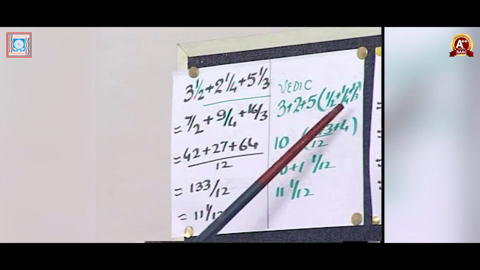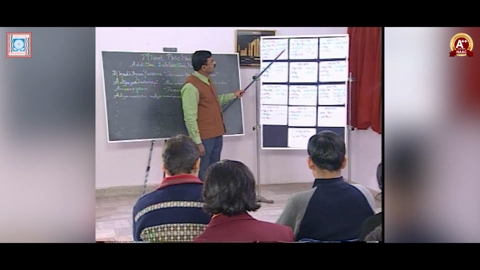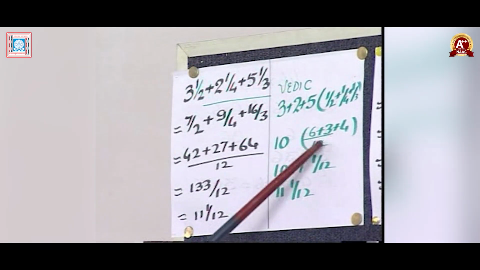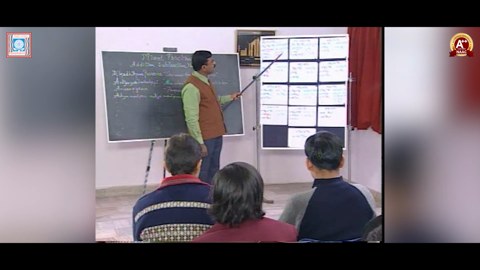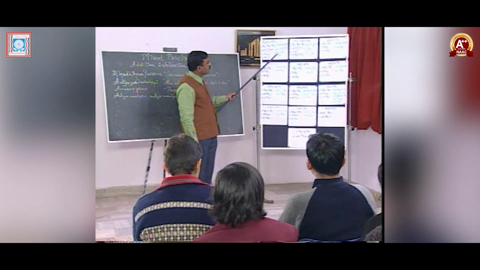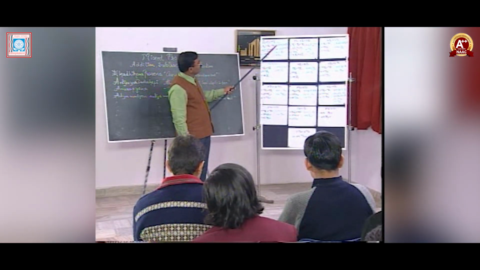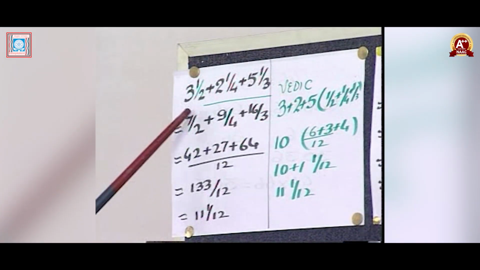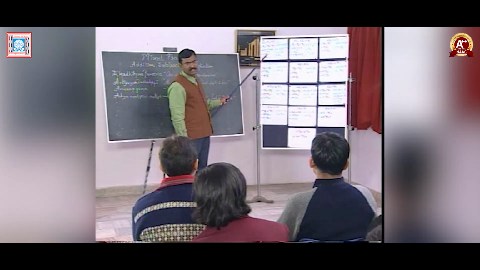2 sixes, 4 threes, 3 fours. 6, 3, 4 are the factors. The sum of 6, 3, 4 gives you 13 by 12. If you convert to a mixed fraction, you get 1 integer 1 by 12. That means the whole number is 10, 10 plus 1 is 11, so 11 integer 1 by 12. This is easier than converting the mixed fractions into improper fractions and doing the addition.